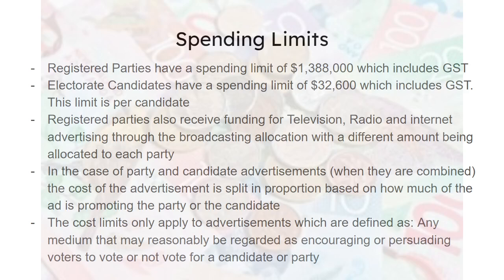The spending limits. Registered parties have a spending limit of $1,388,000 New Zealand dollars, which includes GST. It's goods and services tax, like sales tax. The electoral candidates have a spending limit of $32,600, which includes GST, and this is the limit per candidate. So if you had 10 candidates, each candidate would get that limit, rather than just that being split over them.